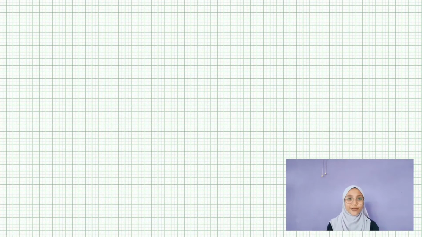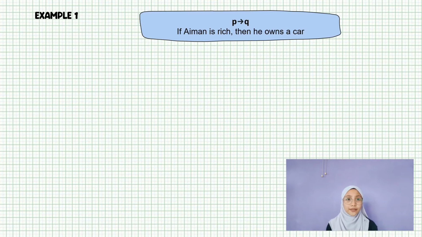Let's see example 1. Given an if-then statement, if P then Q. So P, Aiman is rich. Q, Aiman owns a car. P is the hypothesis, Q is the conclusion. So P implies Q. If Aiman is rich, then he owns a car.